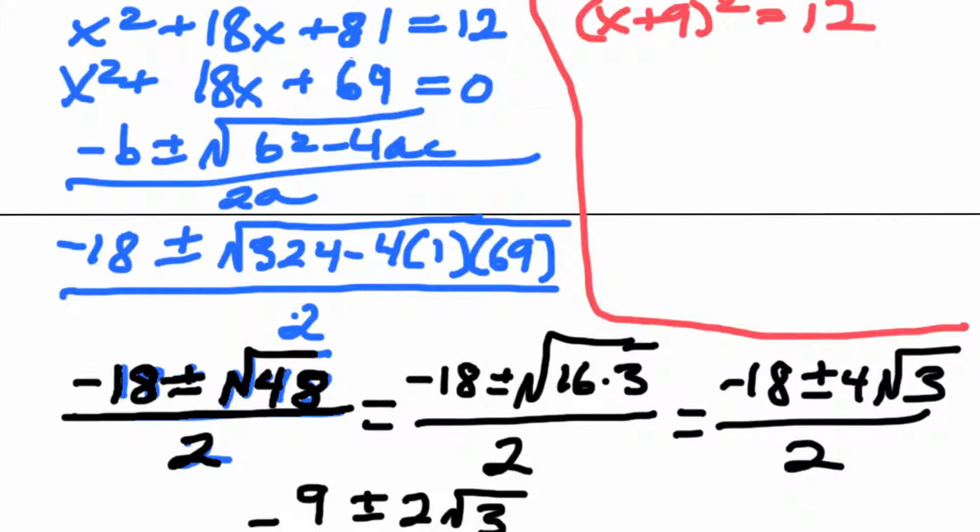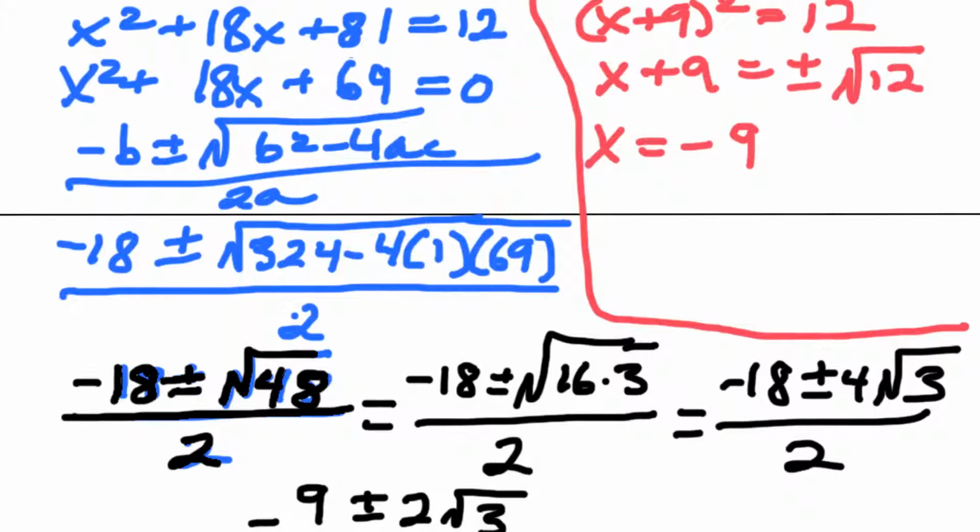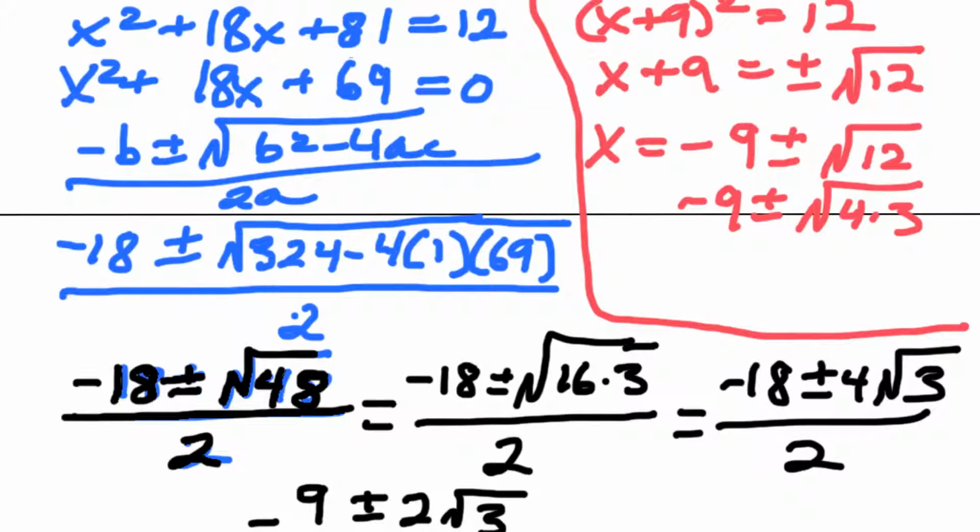So we just take the square root of both sides, and we get x plus 9 equals plus or minus the square root of 12. Then we'll add negative 9 to both sides, and so we have x equals negative 9 plus or minus the square root of 12. And then we simplify the square root of 12. It's 4 times 3, so we can pull a 2 out, and we end up with negative 9 plus or minus 2 times the square root of 3.